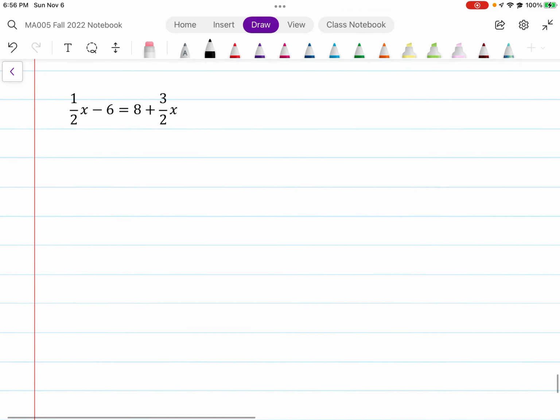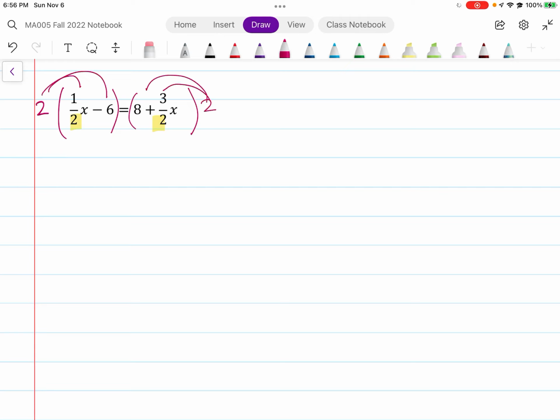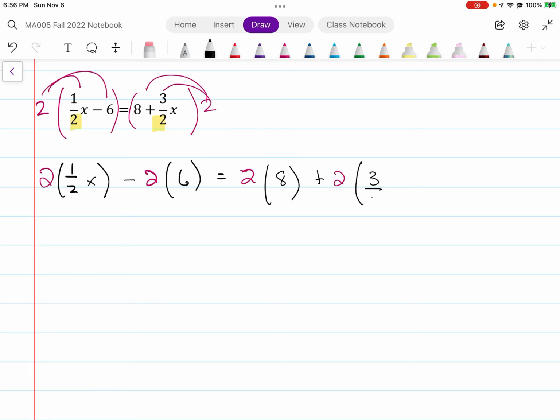If you would like, you can try that one. Okay, so the least common denominator is 2, which means you're going to multiply both sides, every single thing, that one, and that one, and that one, and that one, by 2. So I've got 2 times 1/2 x minus 2 times 6 equals 2 times 8 plus, watch your signs as you go, 2 times 3/2 x.